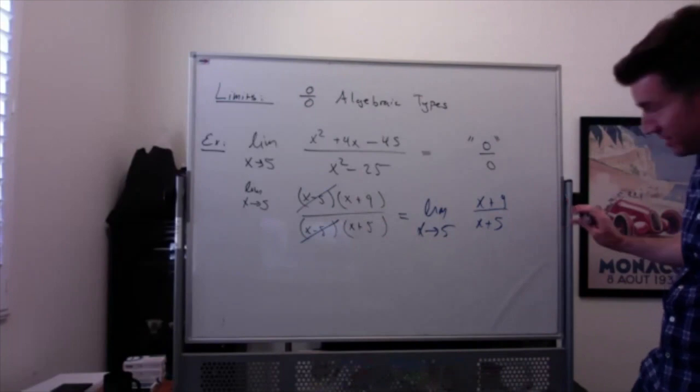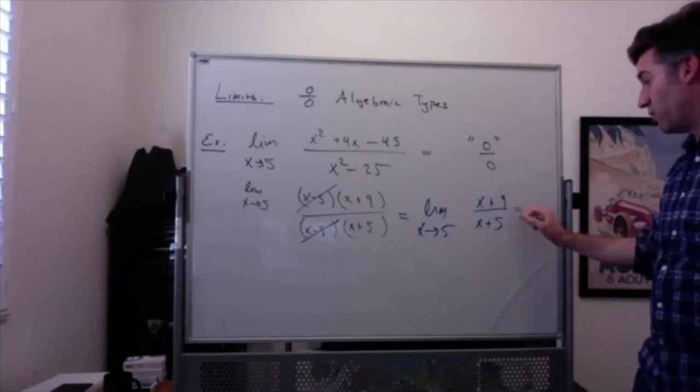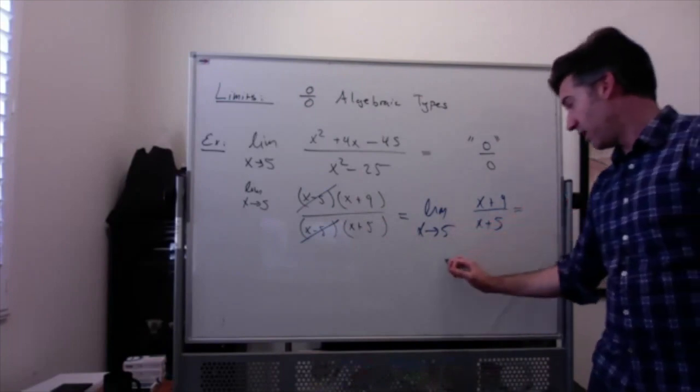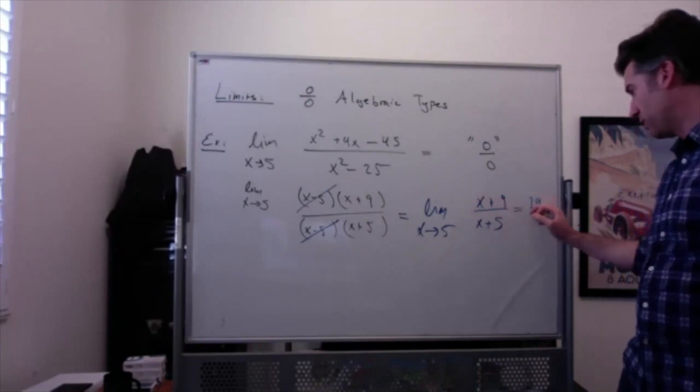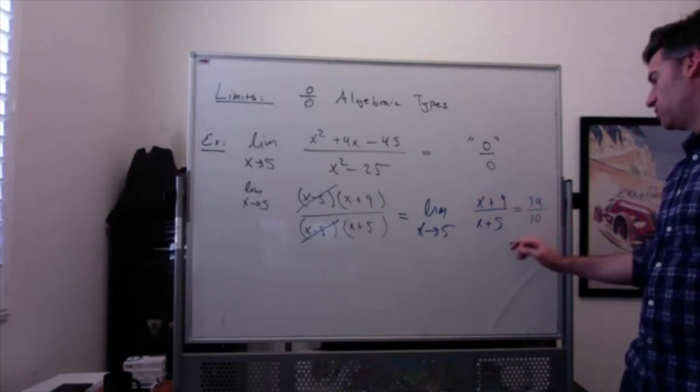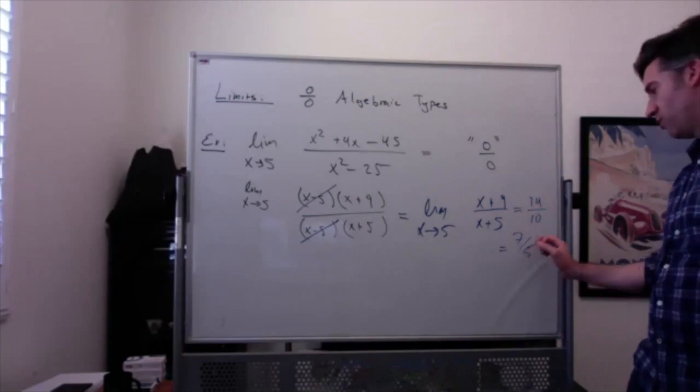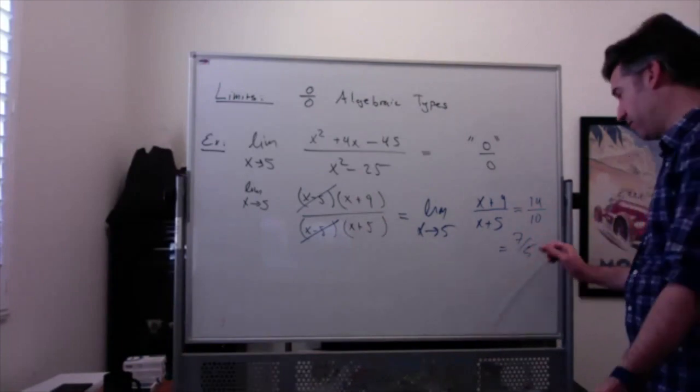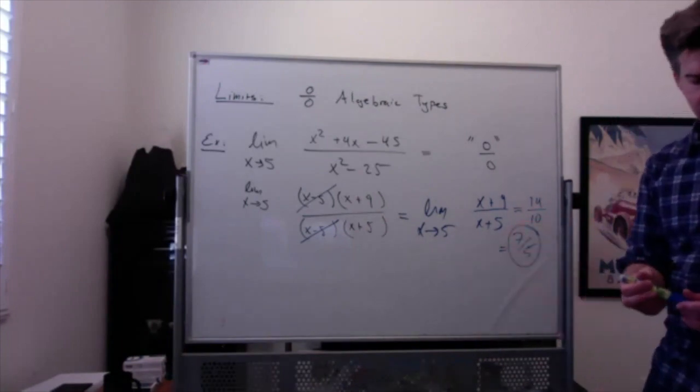I definitely make mistakes. So then we can just substitute in 5 and get 5 plus 9, which is 14, over 5 plus 5, which is 10, which you can either write as 7/5, or I guess as 1.4. I would write it as 7/5.